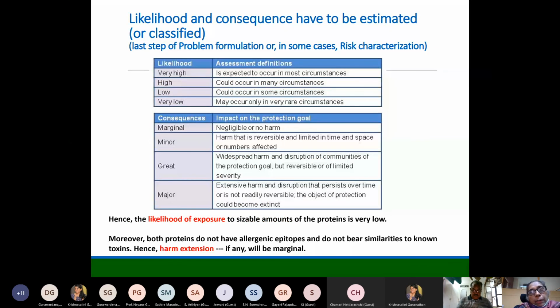So if you keep answering through your data, then at the end you will have to see what is the likelihood and what is the consequence. The first step is, is this going to occur? Very high, is expected to occur, could occur, could occur in some circumstances, and may occur. But even if it occurs, what is the consequence of it? Is it marginal, minor, great, or major? So the likelihood of exposure to a sizable amount of protein may be very low. Most proteins do not have allergic epitopes and do not bear similarities. So hence the likelihood of any harm is absolutely marginal.